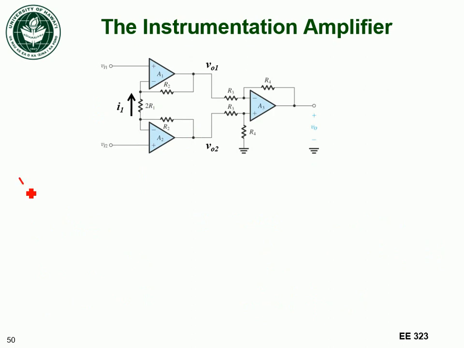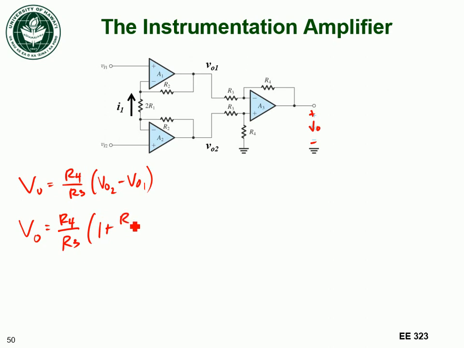I also know that the final output voltage, V naught, is going to be R4 over R3 times V naught sub 2 minus V naught sub 1, because this is our difference amplifier configuration. This is the output voltage for our difference amplifier. So if I substitute from the equations from the previous slide, then V naught sub 2 minus V naught sub 1 is 1 plus R2 over R1 times VID.